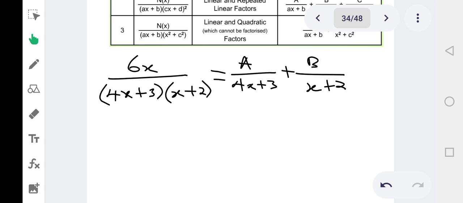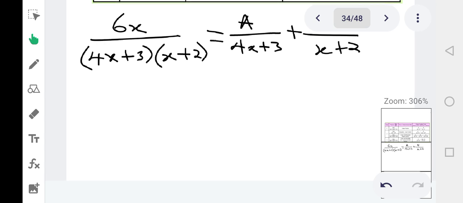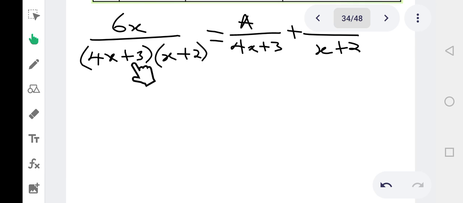Linear factors means these factors down here in the denominators are linear. Whenever you hear that something is a linear equation, it means when you plot it on the graph, it's going to give you a line. So these two factors, when you plot them, should give you a line on the graph.